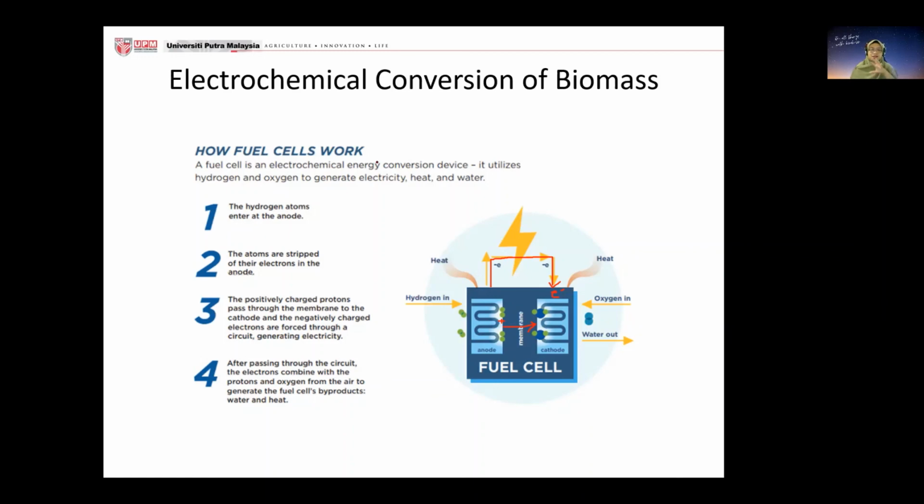So that is the brief explanation of how fuel cells work. It's very simplified, and I think it is enough for you guys to get a brief understanding of how it works.